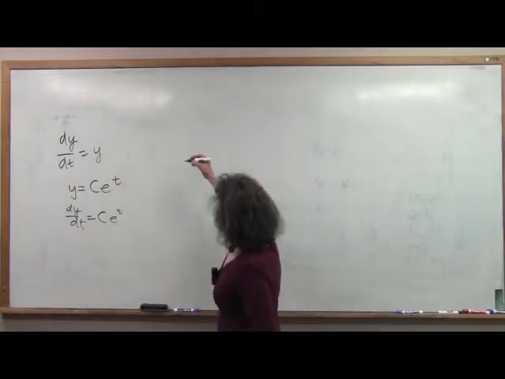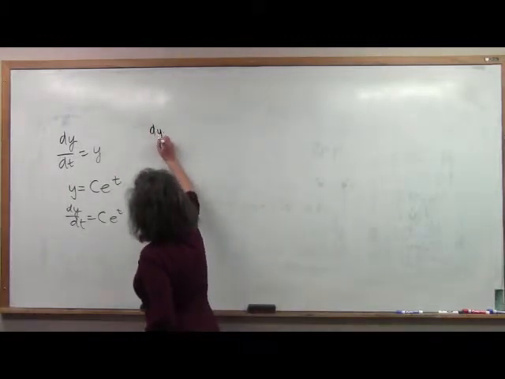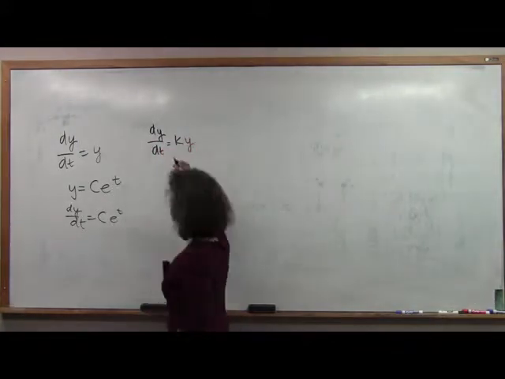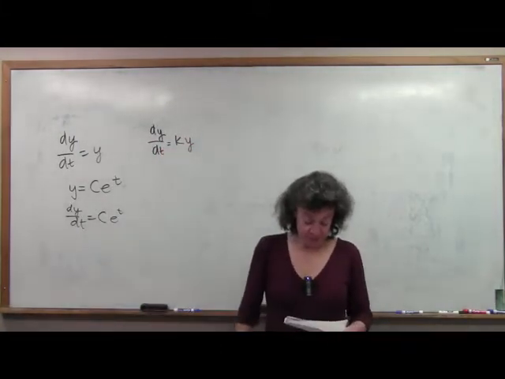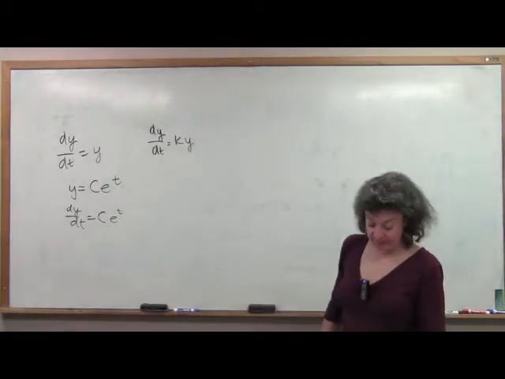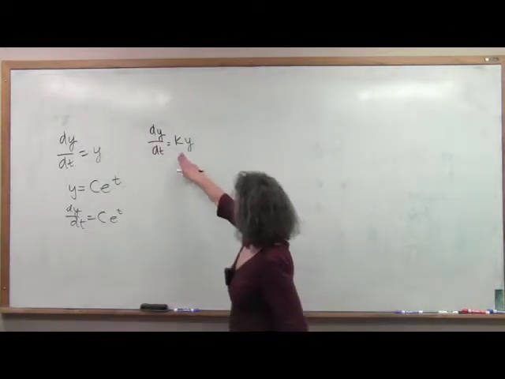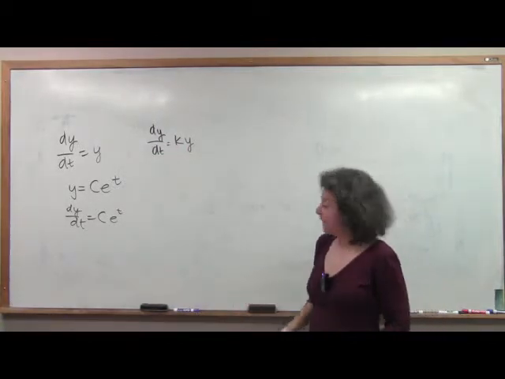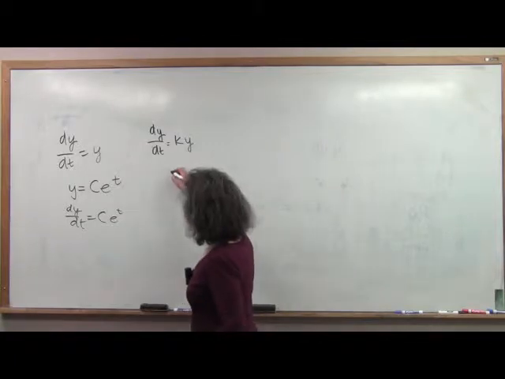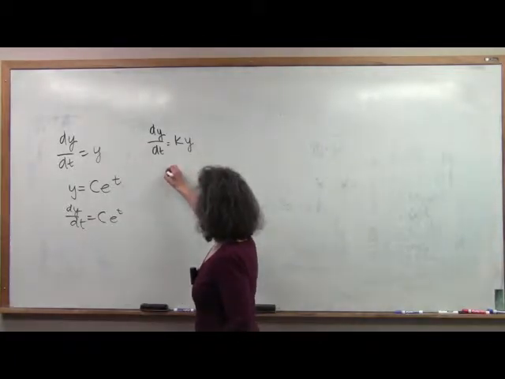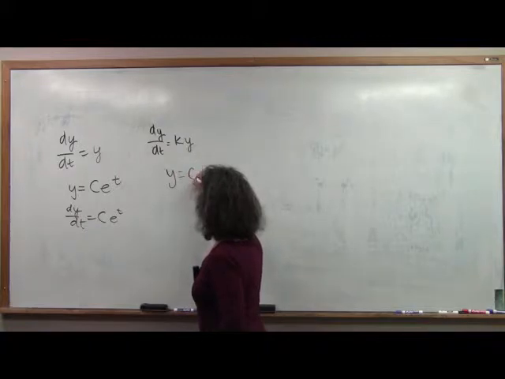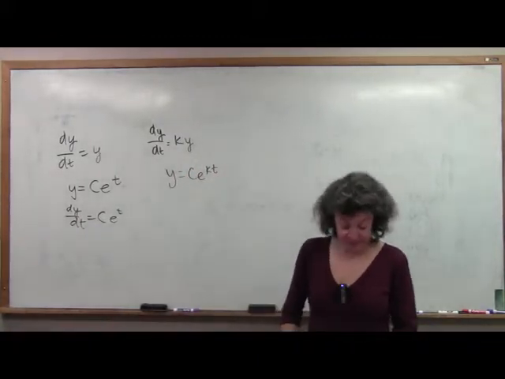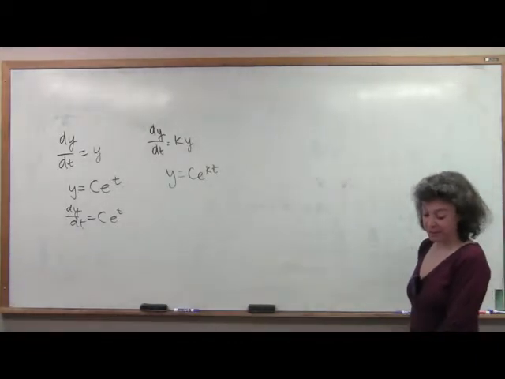Now, we can get a little bit more general, and we can say dy dt equals k times y. In other words, what we're saying is that the derivative is proportional to our original function. And I claim that the general solution to a differential equation of this form is c e to the kt. And I will tell you that c is actually our initial value.